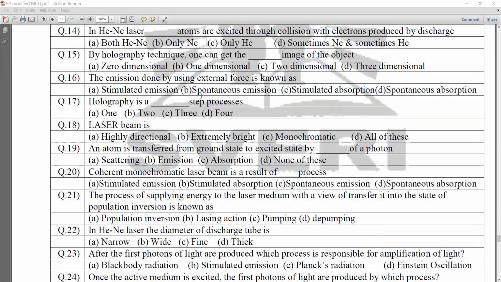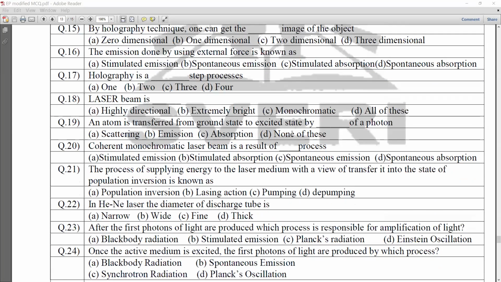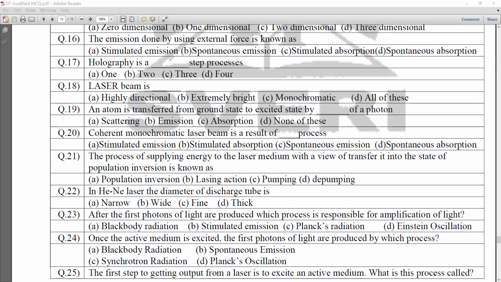The emission done by using external force is known as stimulated emission. Yes, it's called stimulated emission. Holography is a dash step process. Two-step: recording and reconstruction. Yes. Laser beam is highly directional, extremely bright, monochromatic, all of these. It has all the properties. An atom is transferred from ground state to excited state by dash of a photon. Absorption. Yes, by absorption of a photon.